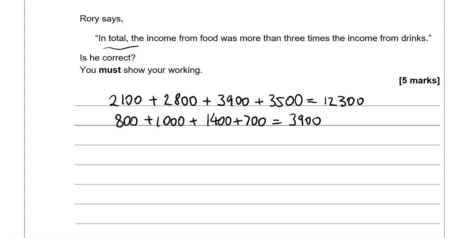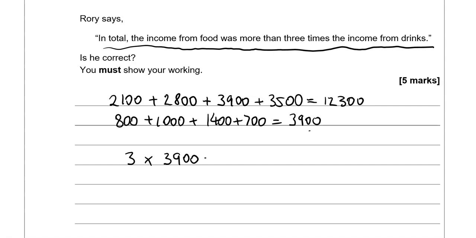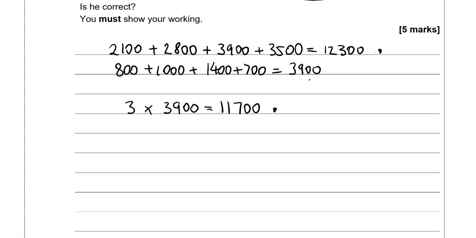And the statement was, in total, the income from food was more than 3 times the income from drinks. So 3 times the income from drinks, which is this one. So I'm going to go 3 times 3,900, which is 11,700, and comparing it with 12,300. So the income from food was more than 3 times the income from drinks. So that is correct, because 12,300 is more than 11,700.